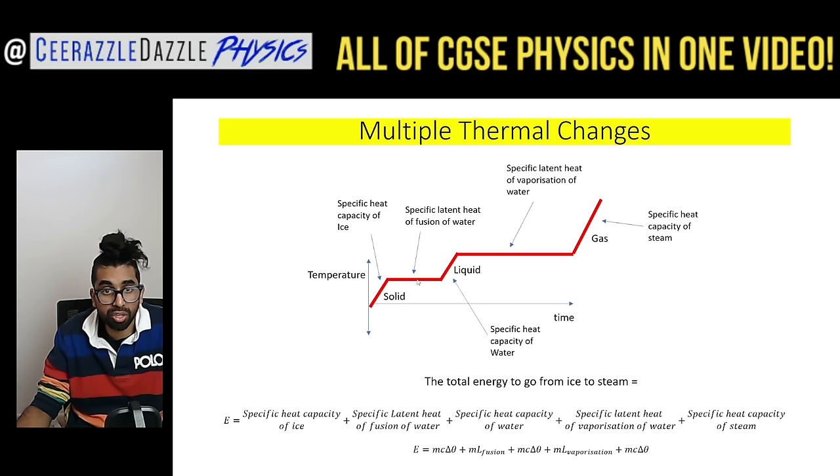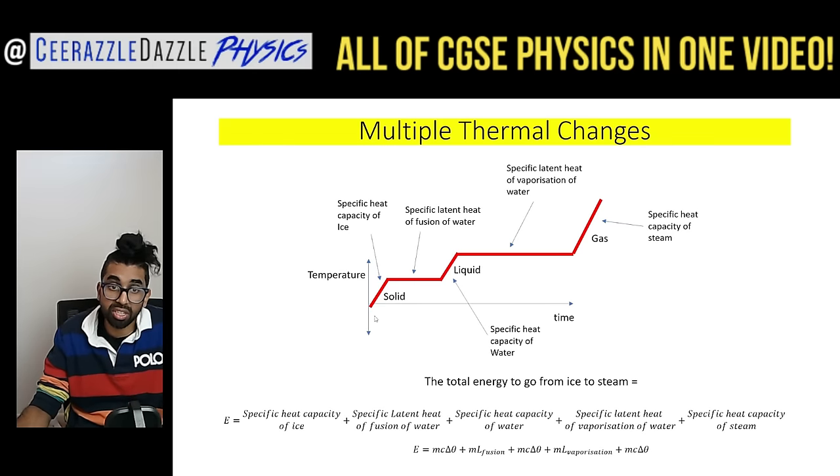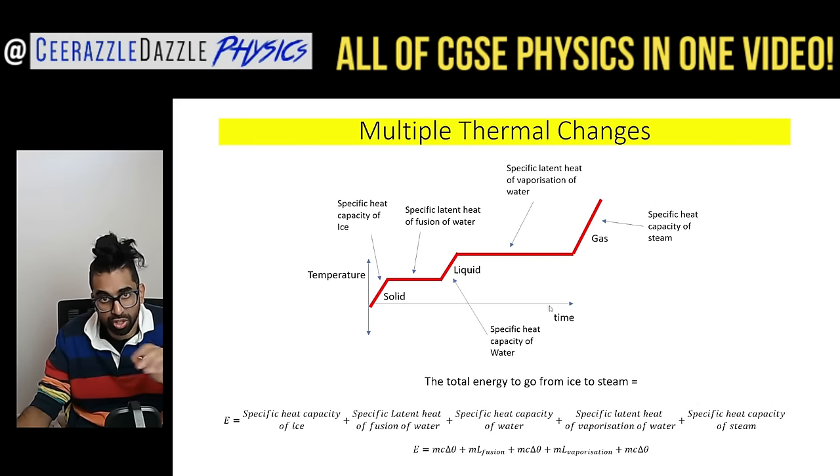So therefore, 1, 2, 3, 4, 5 processes over here. And that's why I look at my formula, that's coming from there. And this is the second one there, mcΔθ there, mL vaporization over there, mcΔθ for the last one over here. So this is when you have to add all the energies up for the entire process, going from all the way over here to all the way over there. This is a tricky topic, so if you're still struggling, look at my playlist down below. I've got a whole exam walkthrough just on these questions here.